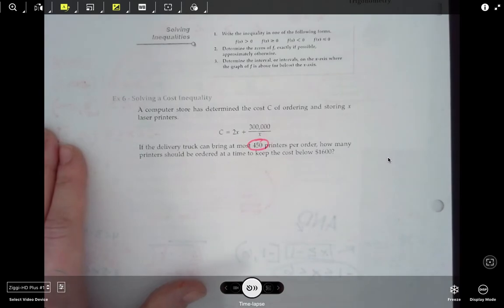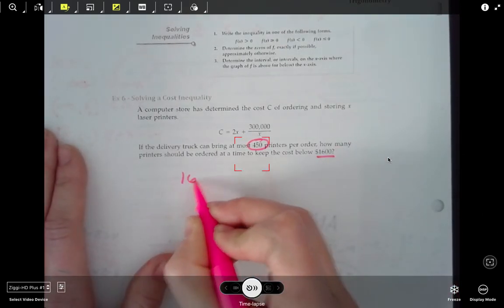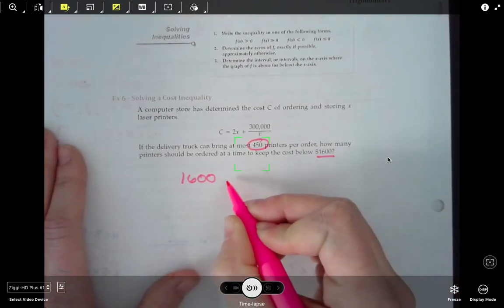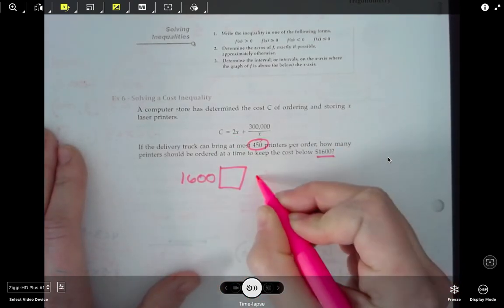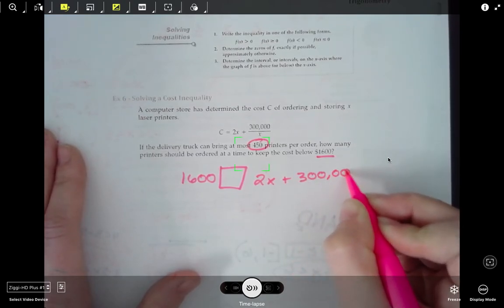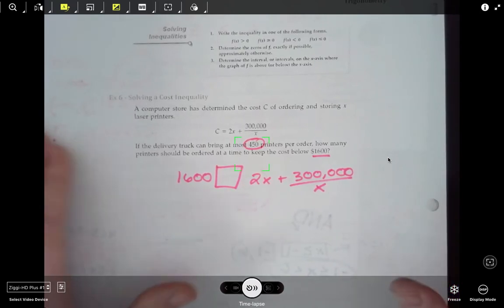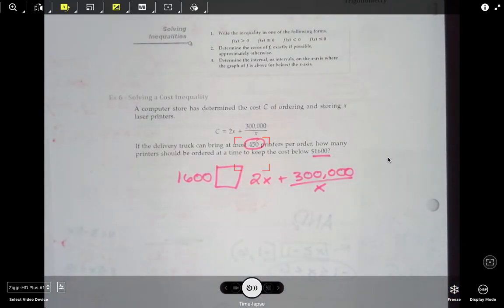We're going to just keep 450 in the back of your mind really fast, because we're going to deal with it, but not right now. Okay? We're going to deal with the 1,600 first, and I'm going to input that for my cost. But instead of this being equal to, we're going to have a different symbol here. 2x plus 300,000 over x, like this. That's what we've got going on there. And we're going to have a different value in there. It's not going to be equal to.